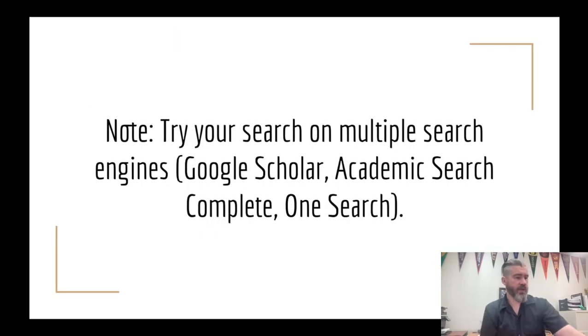So one thing that I would recommend is trying your search on multiple search engines: Google Scholar, Academic Search Complete, OneSearch, whatever it is. Once you have your search terms, really consider trying that search on multiple platforms, because the different platforms might find different information. It's the same as reconfiguring or reorganizing your search terms, right?